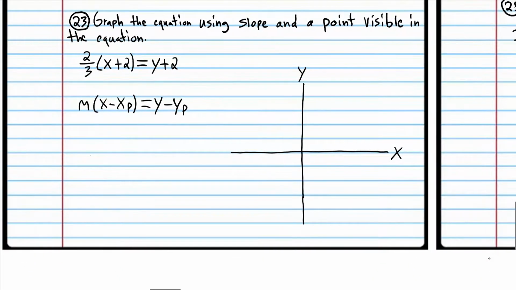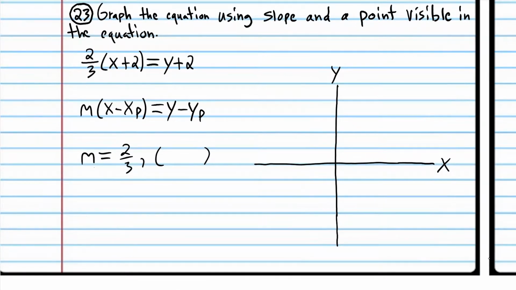So what that means is that we have the slope. The slope is 2/3, and we have a point. And here's a big thing to understand. It's always going to be opposite signs. So those are both positive 2's, right? We have positive 2, but it changed to -2 and -2.